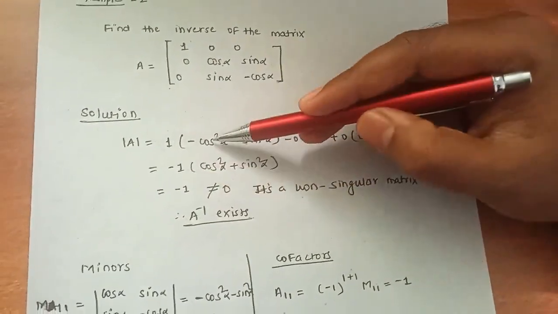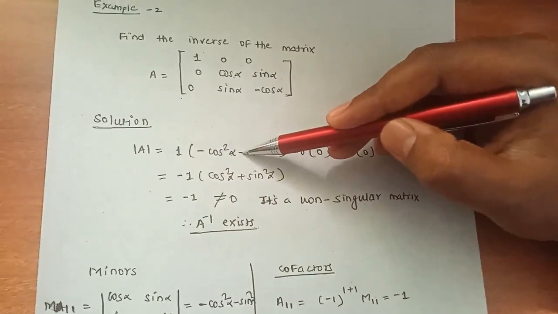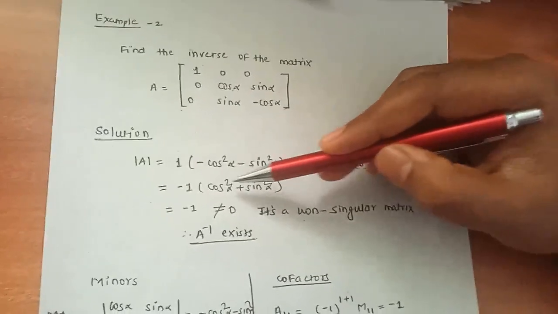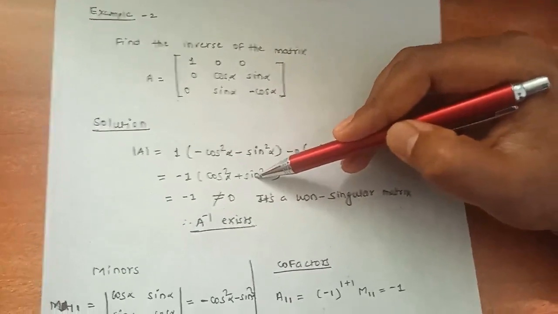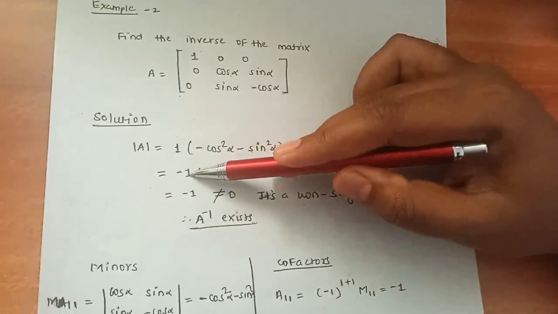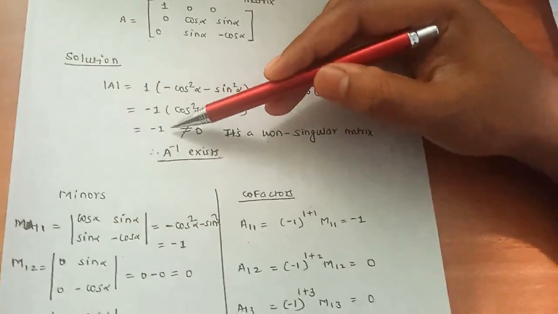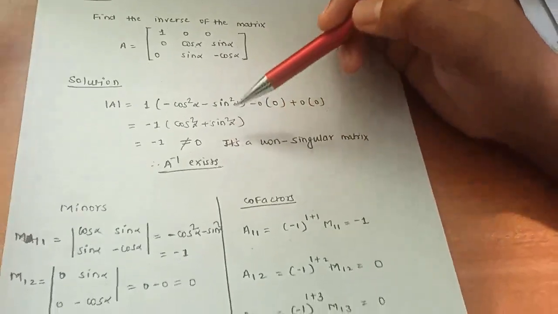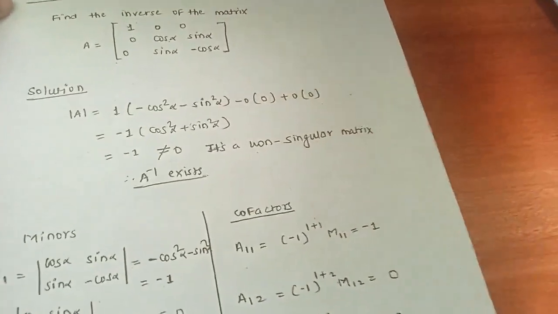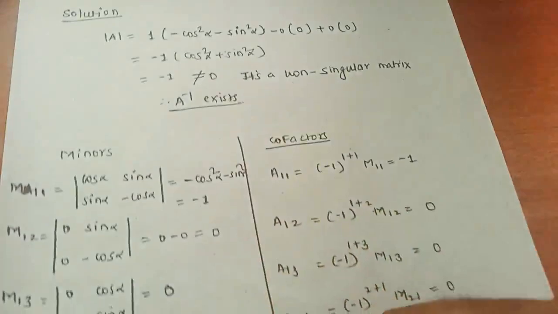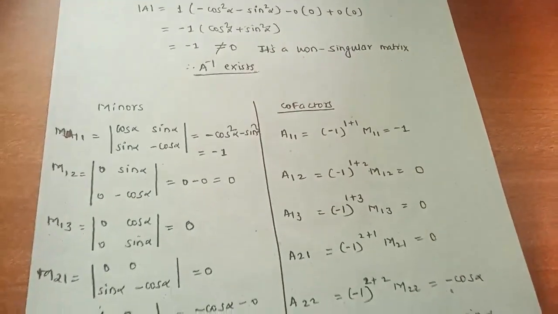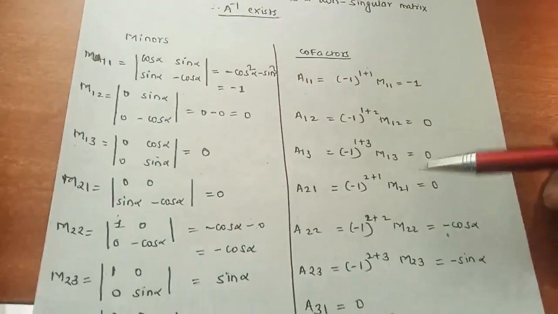Take the minus sign common, it will become cos square alpha. This minus is going to change to plus because I took its minus common. Cos square alpha plus sin square alpha is 1. So 1 into minus 1 is minus 1. And again, it is a non-singular matrix because the answer is not coming 0. So A inverse we can find out. Again, similar methods. Again, we have to find the cofactors of every element because we have to get the adjoint.